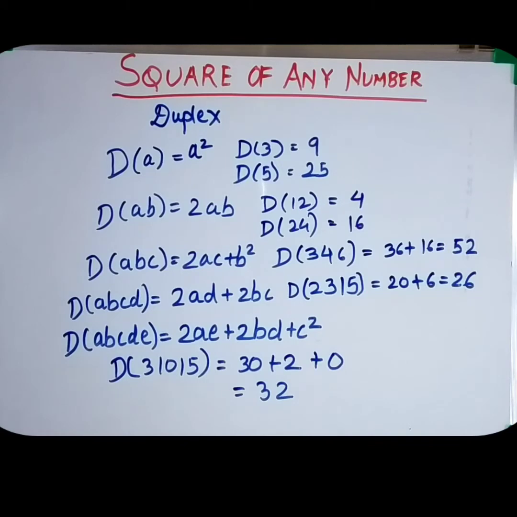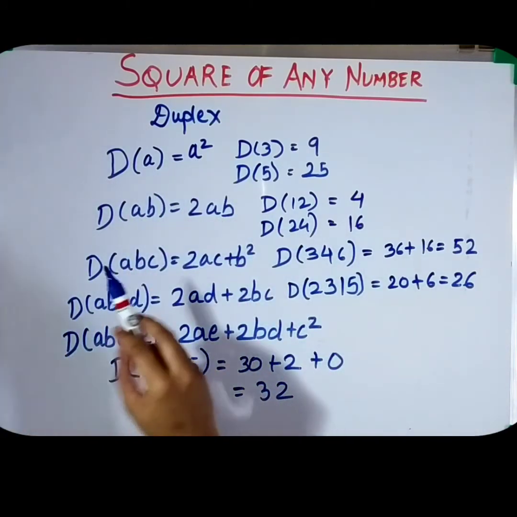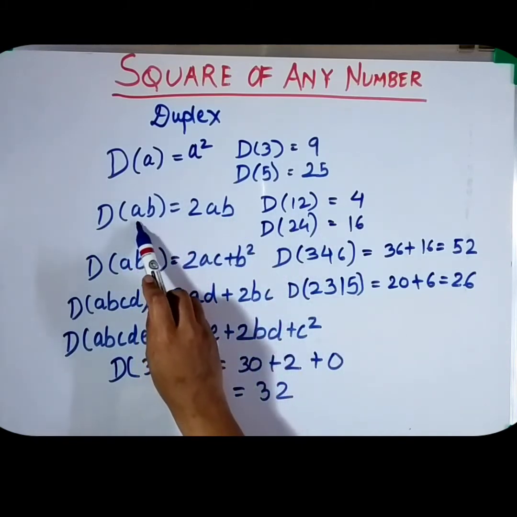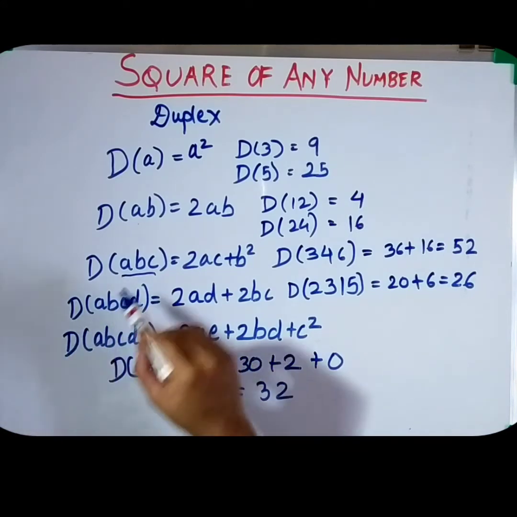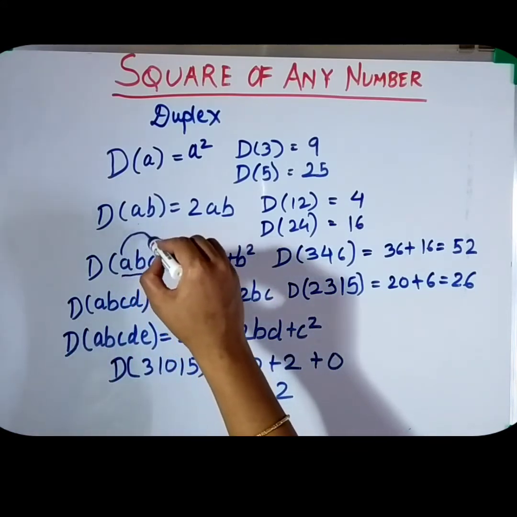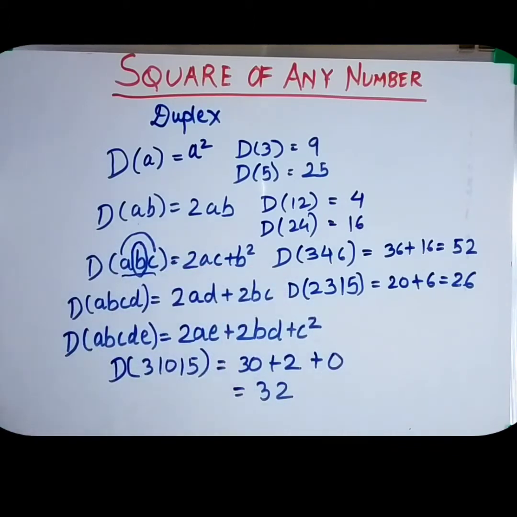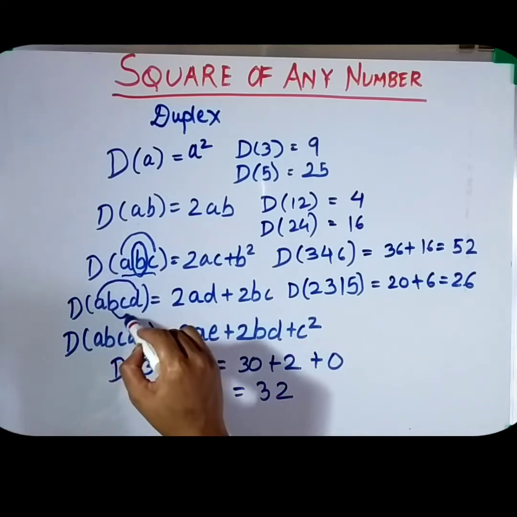Now you must be thinking how to remember this formula. See, if the number is a single digit, then just take its square. If it is a 2-digit number, take 2 into AB. Now the number comes to 3-digit. For 3-digit, what we do? Take the double of the end numbers and the square of the middle number. Similarly, for a 4-digit even number, only take the multiplications, say 2 into AD plus 2 into BC.